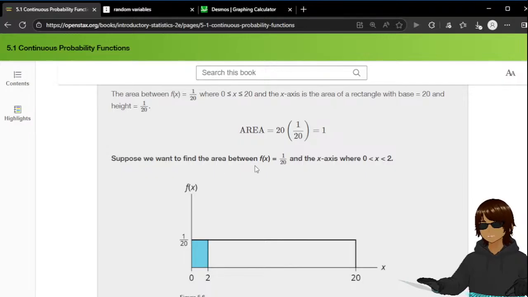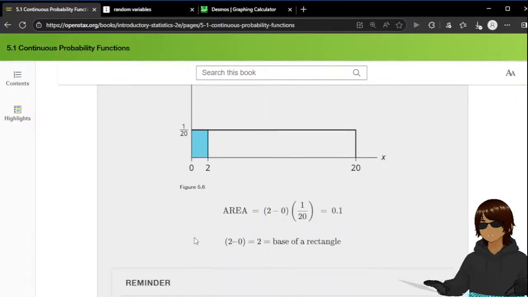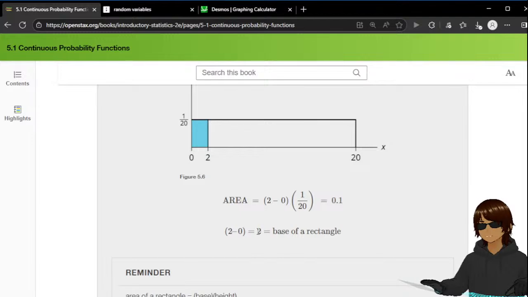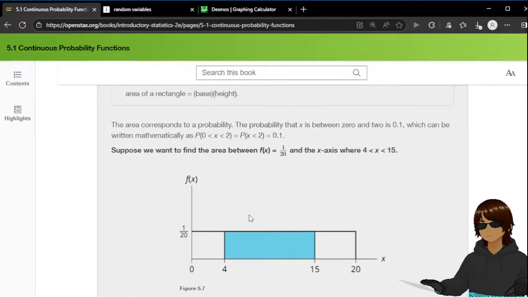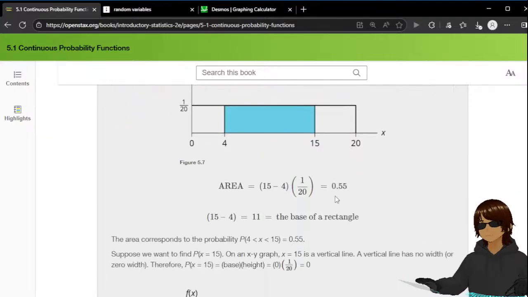Suppose we want to find the area between f(x) = 1/20 and the x-axis where x is between 0 and 2. You just find the area of this. This area is 2. Wait, no, this area is 0.1. The probability between 4 and 15, the area is 0.55.